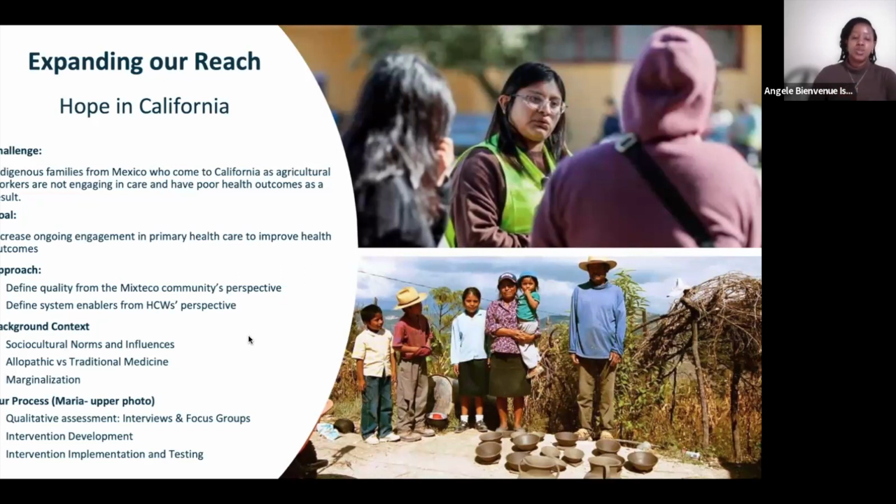Our plan is to utilize qualitative assessment by using a focus group done by, you can see Maya on the top right in green, who is conducting interviews in her community to learn more about what defines quality from their perspective and what can be done so that they can engage in care. Lastly, we will be developing interventions and testing them.